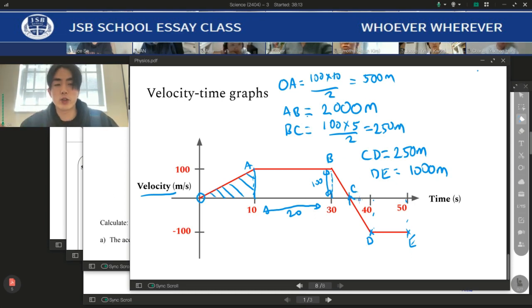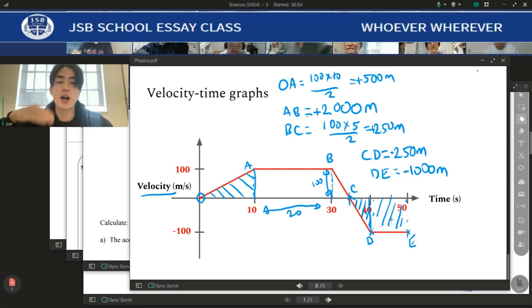So finding the individual distances is relatively easy, because it's always going to be triangles or rectangles. The one thing we have to work out is, if the section is underneath the graph, the distances we have to actually change to minus. So O to A is plus 500. A to B is plus 2,000, B to C is plus 250, but C to D is this section here, right? And it's underneath the graph, which means that the car is moving backwards, okay? So C to D is actually negative 250. Same thing for D to E, because it's underneath the graph, it is negative 1,000.